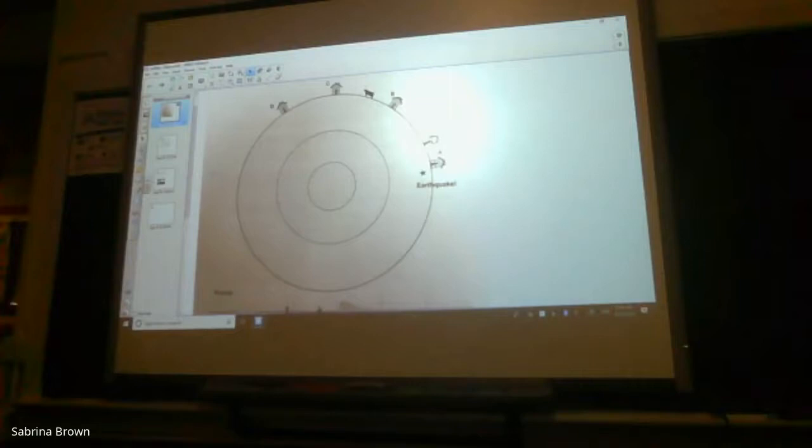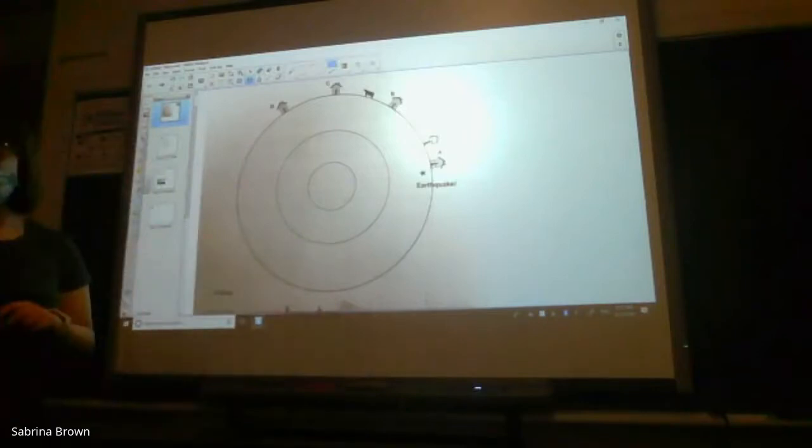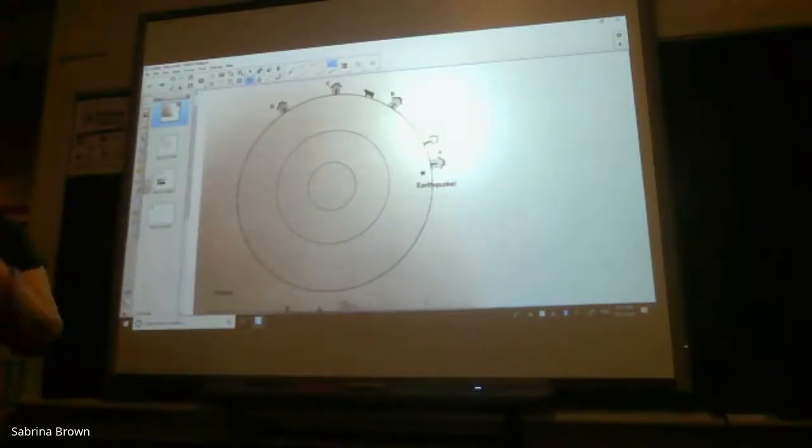Remember that primary waves, P waves, travel fast. They're the fastest. And then secondary waves are the second fastest. Right, primary, secondary, first and second. All right, so first we're going to label the layers of the Earth.